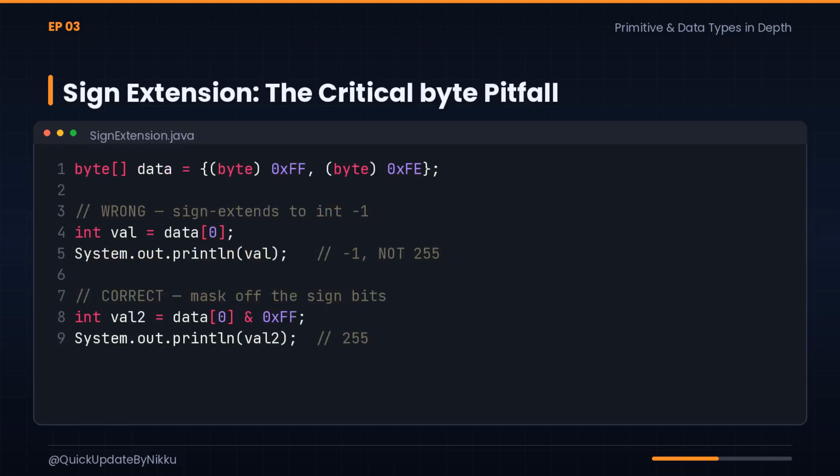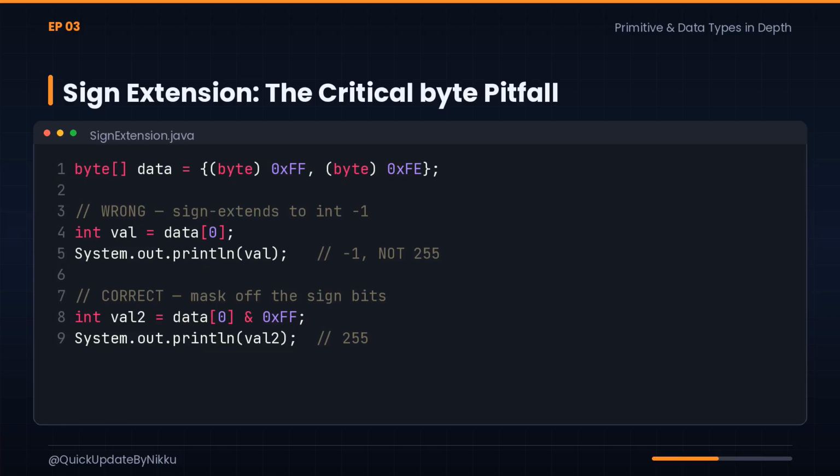When Java promotes a byte to an int, its sign extends, the sign bit fills all 24 upper bits. So the bit pattern 11111111, which means 255 as an unsigned octet, becomes 32 ones as an int, that is -1, not 255.